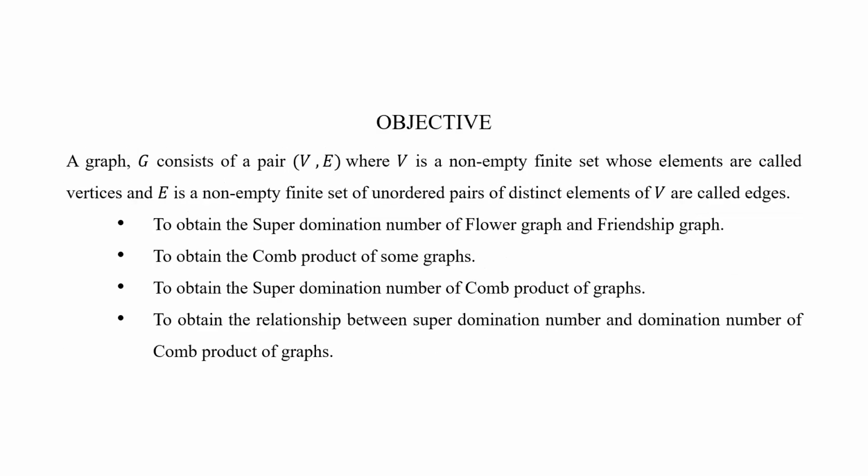A graph, as a basic definition, consists of a pair V comma E, where V is a non-empty finite set whose elements are called vertices, and E is a non-empty finite set of unordered pairs of distinct elements of V which are called the edges. Our objective is to find the super domination number of flower graph and friendship graph, to obtain the component of some graphs, to obtain the super domination number of component of graphs, and also to obtain the relationship between super domination number and domination number of component of graphs.